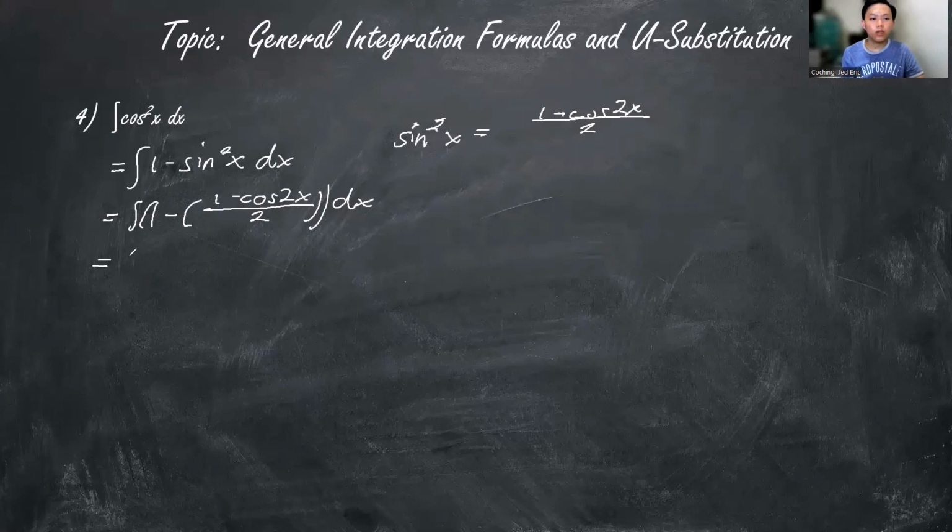So it's going to be integral of 1 half, as this is negative, so this is also negative. It will become positive. So plus cos 2x divided by 2 dx.